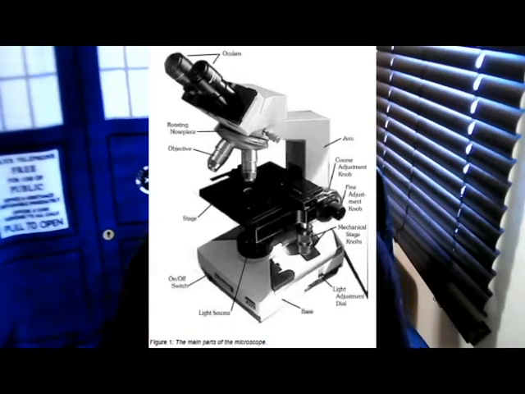By the way, you need to know the parts of the microscope for the final, because there will be a diagram of the microscope, and you will have to label different parts depending on whether Catherine asks you to label like D and E, or she asks you to label the empty spaces.